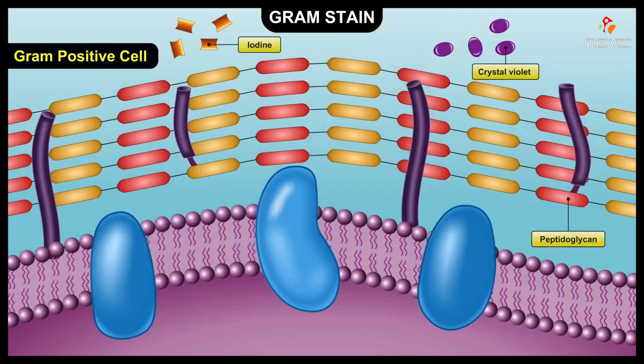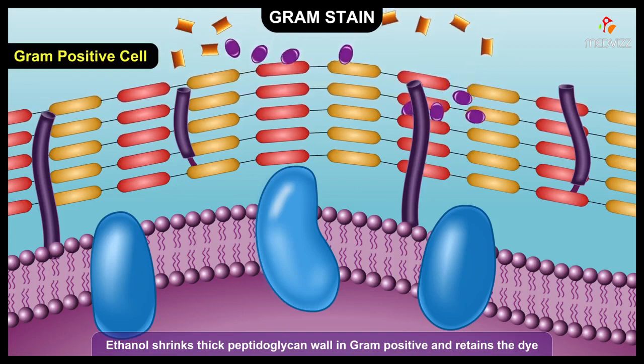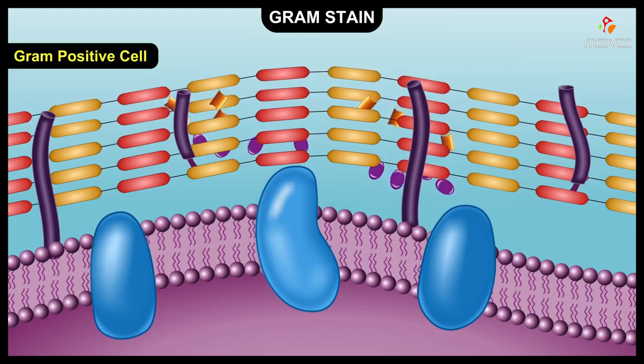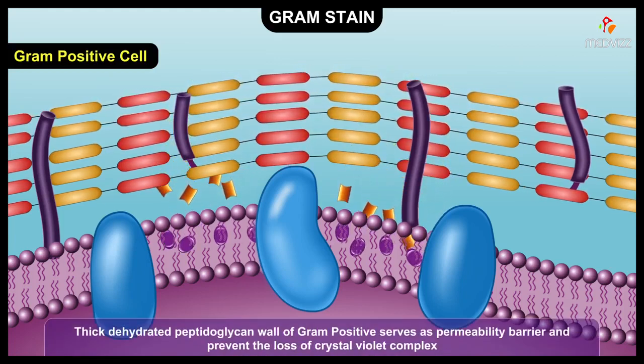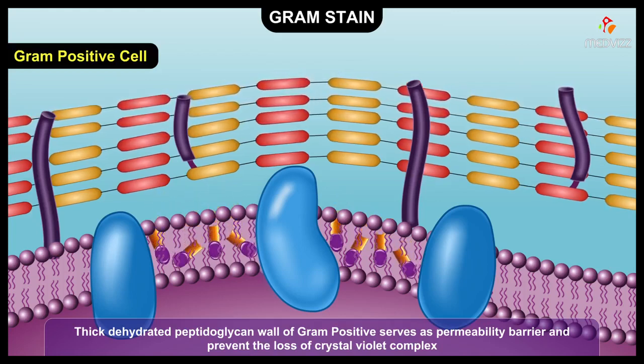Generally, the Gram stain correlates with the cell wall structure among the bacteria. The ethanol is thought to shrink the thick peptidoglycan in gram-positive cells, thus retaining the dye. The thick, dehydrated peptidoglycan layer of gram-positive bacteria appears to be a permeability barrier, preventing the loss of the crystal violet iodine complex.